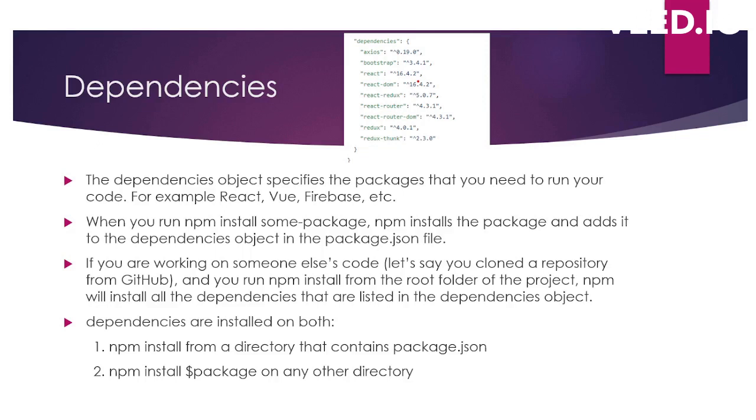Or you can do npm install and the dependency name from any directory, and that dependency or that library will be added in this dependency object and will be installed as well. So npm install from the directory that contains the package.json will install those dependencies, and npm install a package name in any directory will install that package. So if you do npm install react from any directory, it will install the react package, and also it will add an entry of react in the package.json inside dependencies.